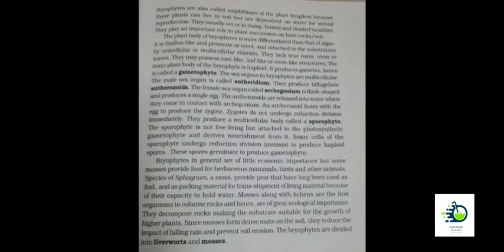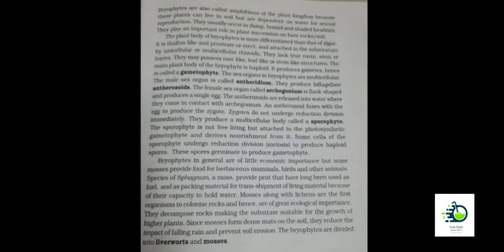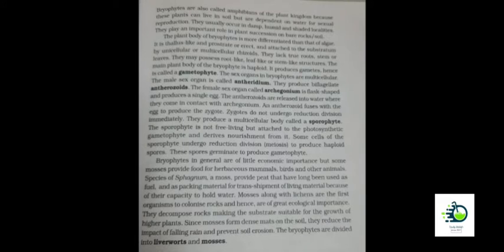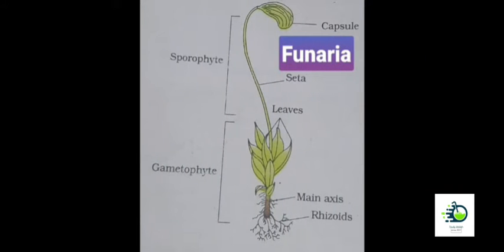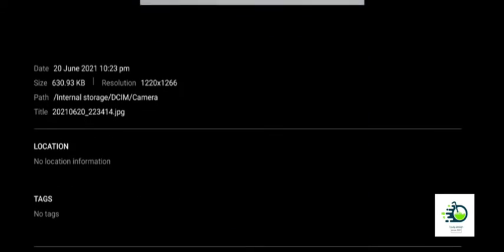There are approximately 20,000 living species of bryophytes. They play an important role in plant succession on bare rocks or soil. These bryophytes are more differentiated than algae. Now we can see Funaria, which is very differentiated compared with the algae diagram we saw in our previous class.